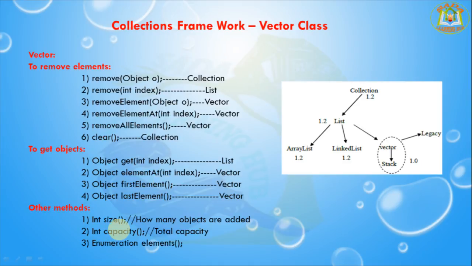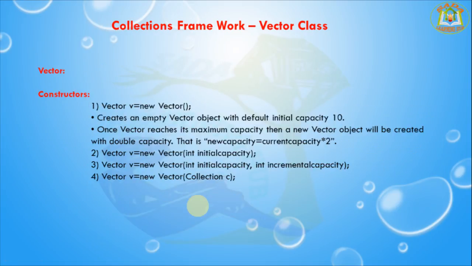The other methods available in the vector class are size and capacity. Size means it prints the size. Capacity means the total capacity of that vector. And enumeration means we can iterate the vector class elements.